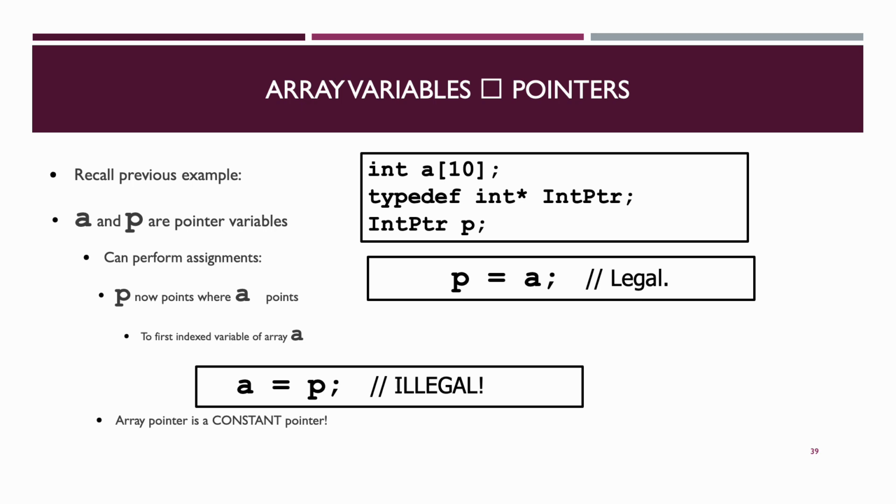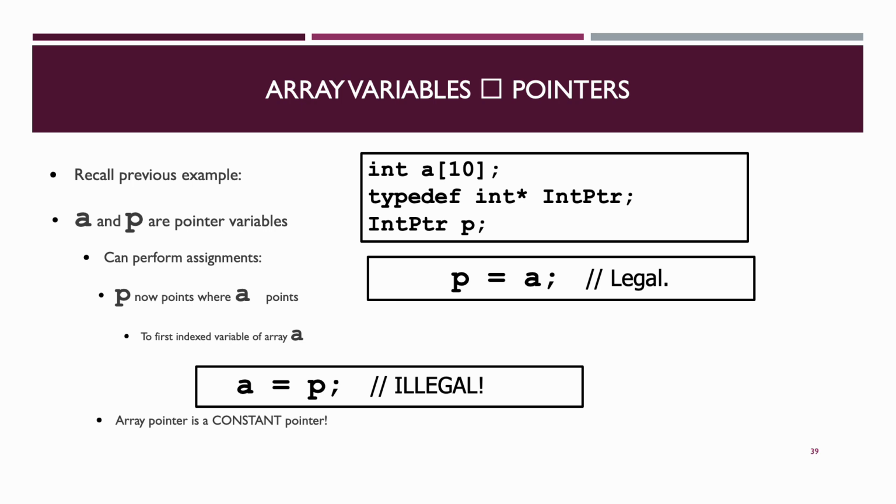Now if we write p = a, which is legal, you're telling p to point to the same location that a points to, which is the memory address of the first element of a. This is perfectly legal because p is allowed to point to any integer and a is pointing to the first integer in the array. Now after this assignment, p points to the first element of a, just like a itself.